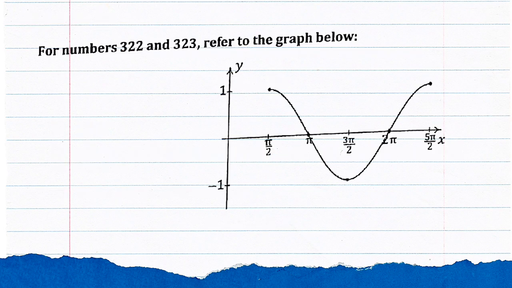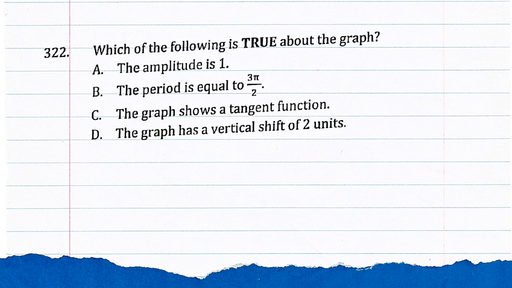For numbers 322 and 323, refer to this graph being shown. Question number 322. Which of the following is true about the graph? And here are the choices. Letter A, the amplitude is 1.